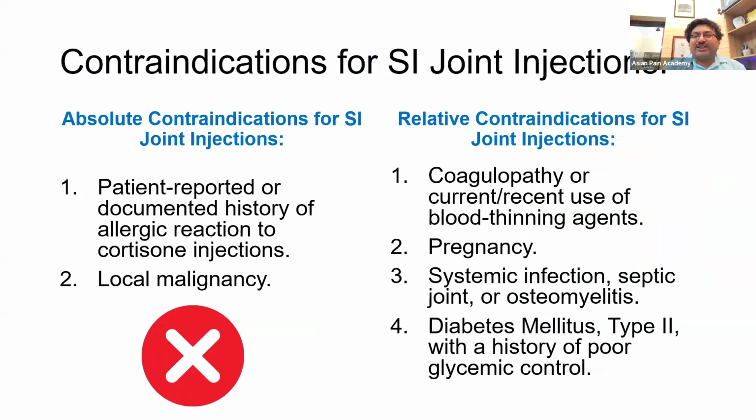Now, the relative contraindications of the ultrasound-guided sacroiliac joint injection are coagulopathy or recent use of blood-thinning agents. Pregnancy: in an emergency, definitely we can go for the ultrasound-guided sacroiliac joint injection, but not for the fluoroscopy-guided one. Then systemic infection, septic joint and osteomyelitis. Wherever there is systemic or local infection, we should avoid it until the infection is controlled. For patients with diabetes mellitus with a history of poor glycemic control, yes, we have to skip this procedure.